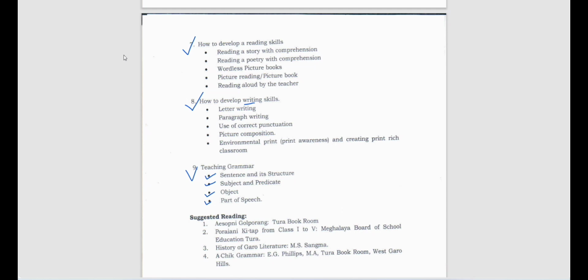Now, suggested reading. There are certain names of books given here, but I do not like them much, except this one. This one you can follow: Arch Grammar, E.G. Phillips, M.A., Tura Book Room, West Garo Hills. This one you can follow, but other than this, I don't know what it is.